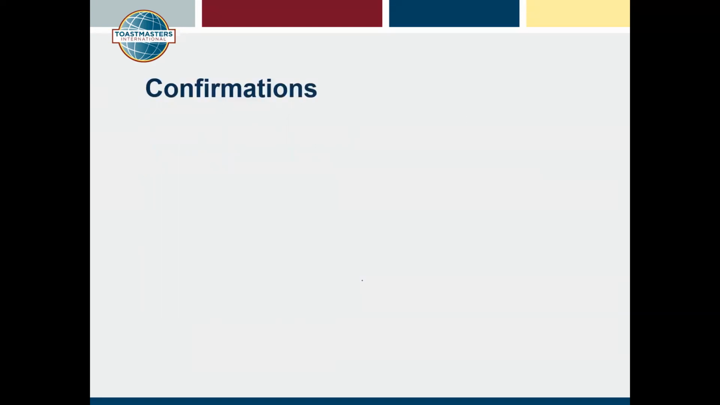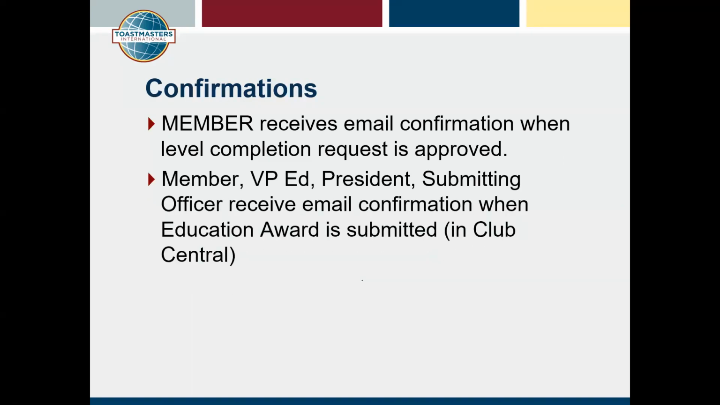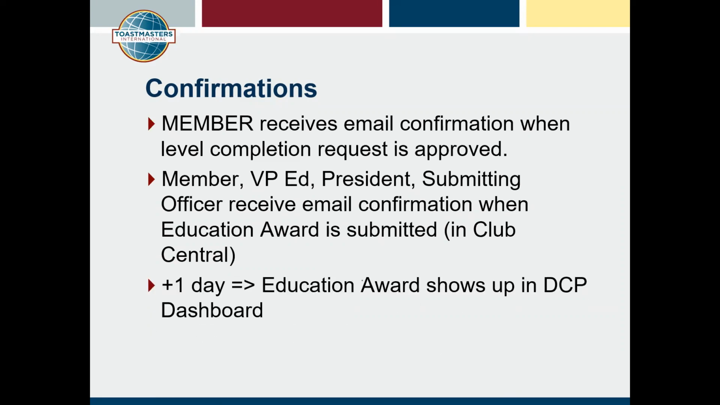All right, what confirmations do we get? Well, when the level completion request is approved, the member receives an email confirmation. When the level education award has been submitted in Club Central, then the member, the vice president of education, the president, and the submitting officer, because remember that can actually be any officer, receive an email confirming that the educational award was submitted. And another day later, you see it pop up in your DCP dashboard for that club.